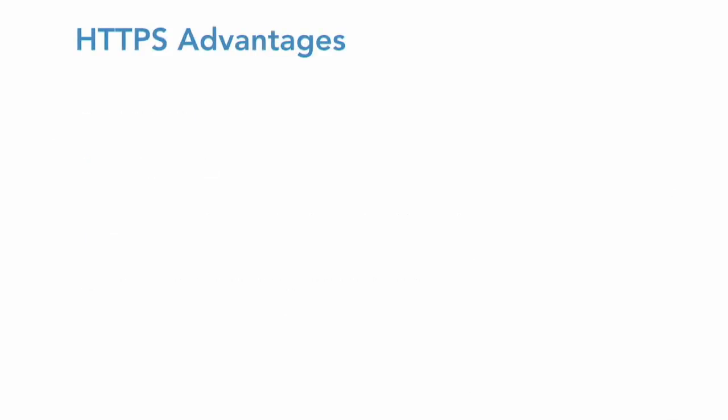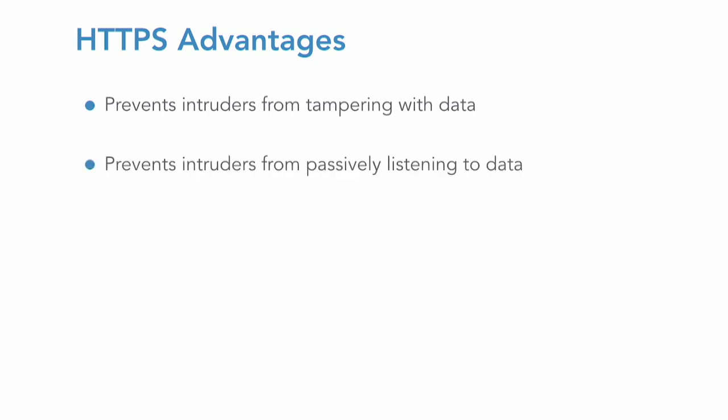There are advantages and disadvantages to running an HTTPS website. Using SSL or TLS prevents intruders from tampering with data. With encrypted websites, they can't inject malicious data into the stream. It also prevents intruders from passively listening to data.